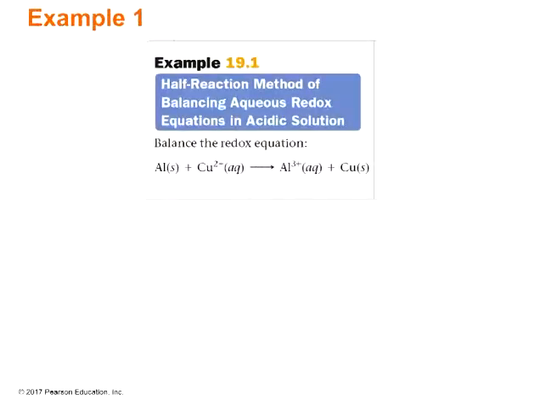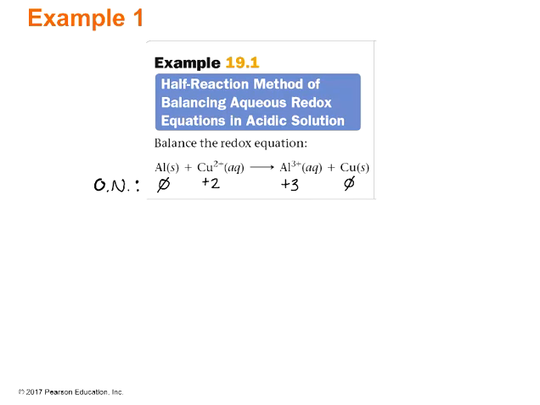So aluminum is in its pure solid form initially, so that would have an oxidation number of 0. Copper has a 2+ charge in the reactants, so that would be +2. Aluminum then has a +3 charge in the products, so that would be +3. And then finally, copper turns into pure elemental copper, so that would have an oxidation number of 0.